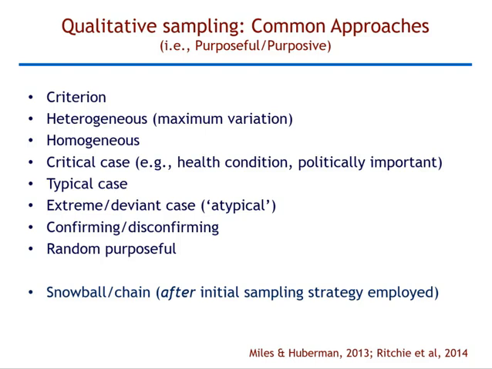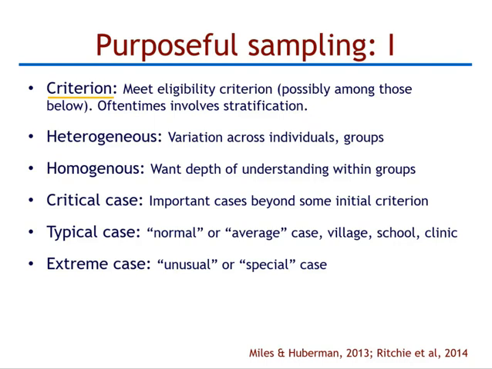So here's a list of common sampling approaches, and all of these fall under purposive sampling. We're going to look more closely at these in the next slides. In criterion sampling, everyone must meet some criterion. So for example, selecting people who lost Medicaid coverage.